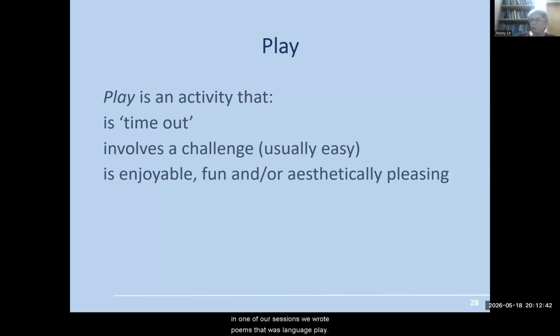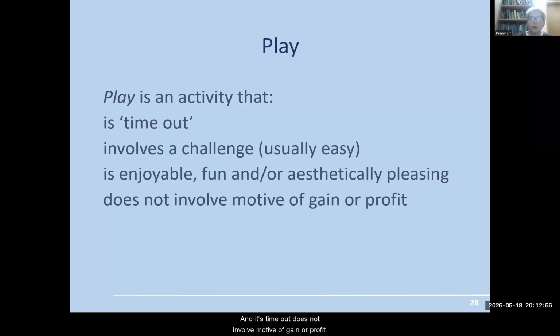So, in one of our sessions we wrote poems. That was language play. It's aesthetically pleasing as well as being funny. And it gives us a sensation of pleasure, and it's time out. It does not involve motive of gain or profit. This has to do obviously with time out.